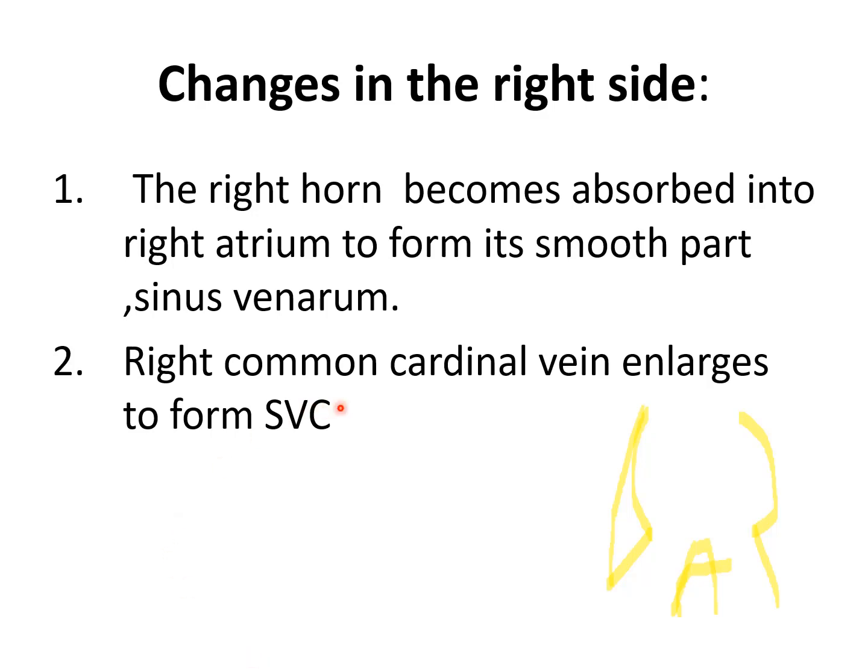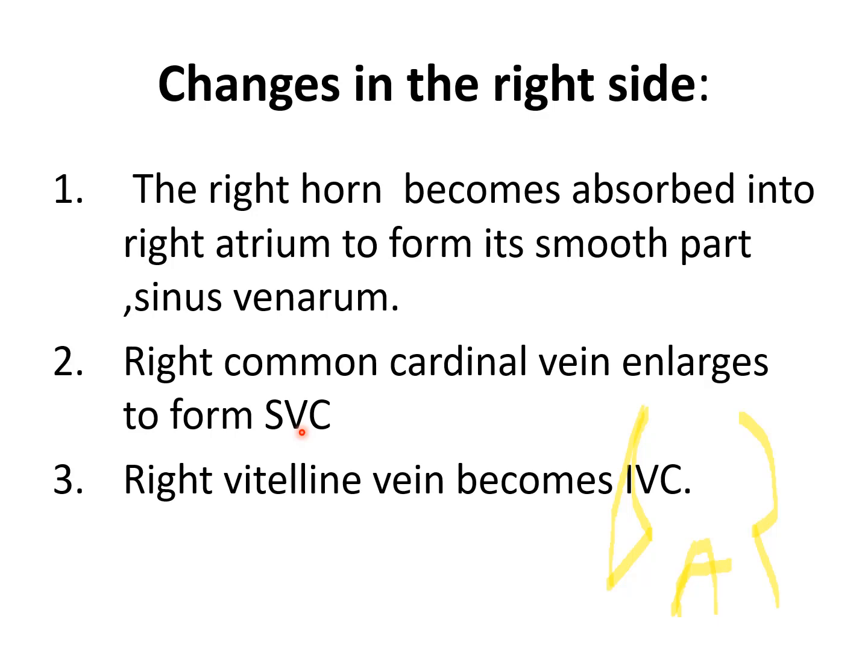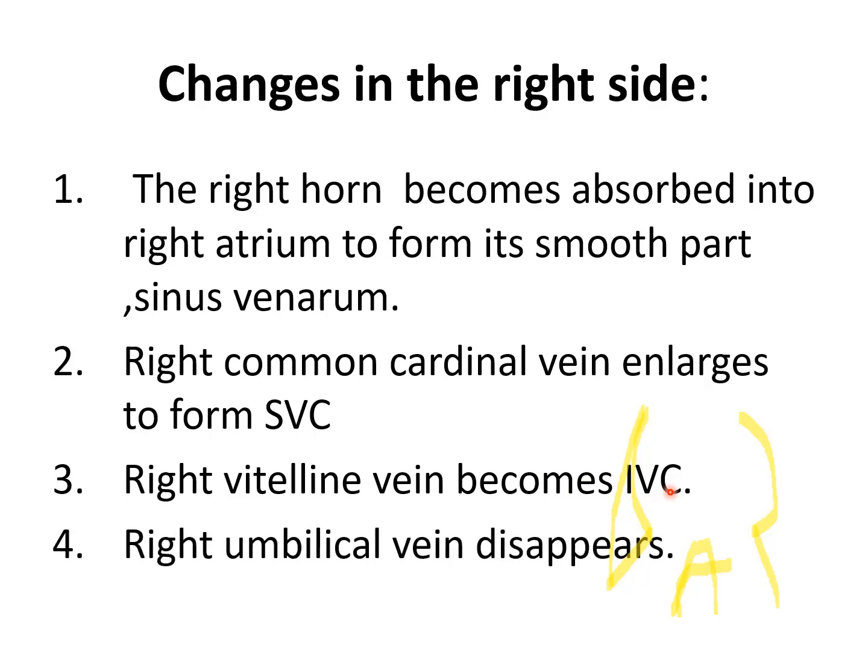The right common cardinal vein enlarges and forms the superior vena cava. So this is a very important vein, and it is formed by the right common cardinal vein. The right vitelline vein becomes the inferior vena cava, and we mentioned that the right umbilical vein disappears very early. Even in the embryo, there is no right umbilical vein.